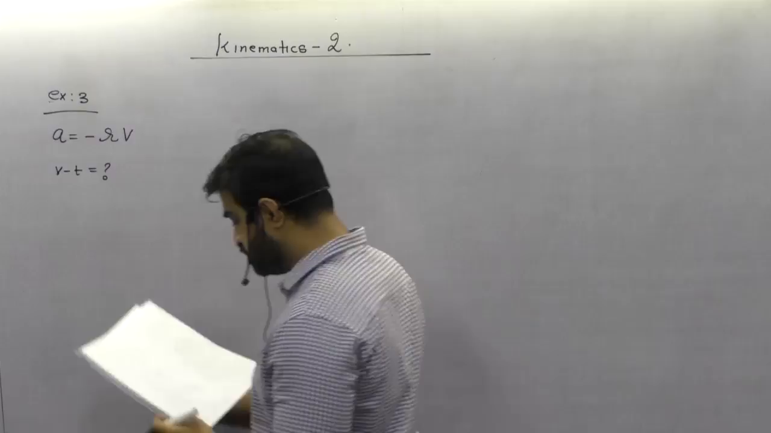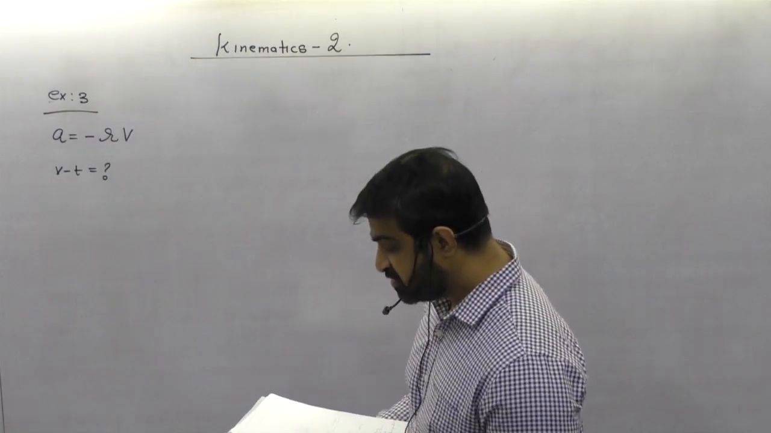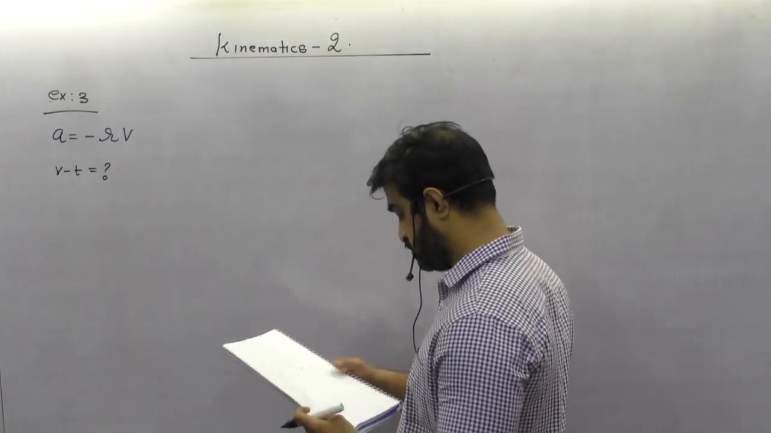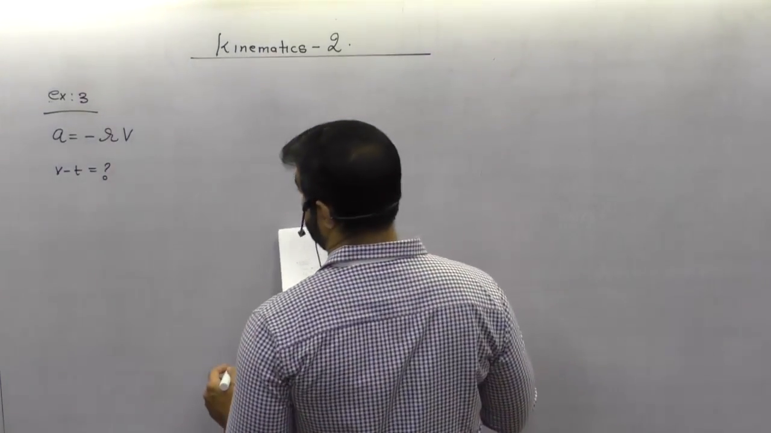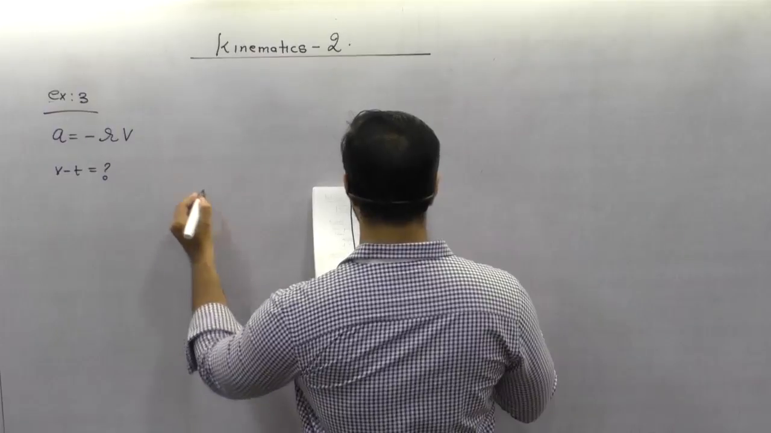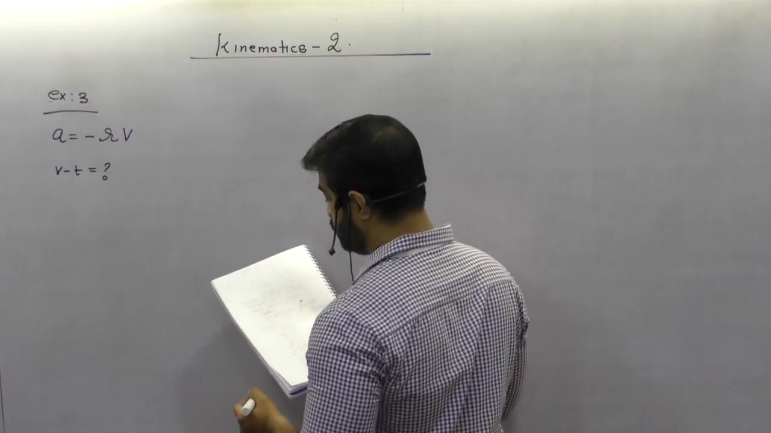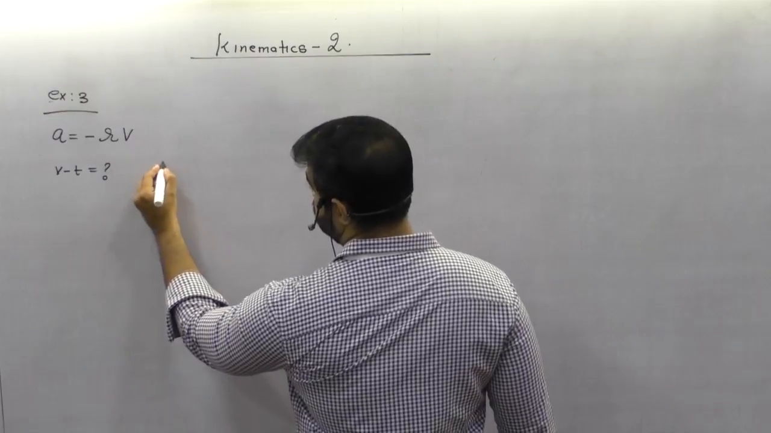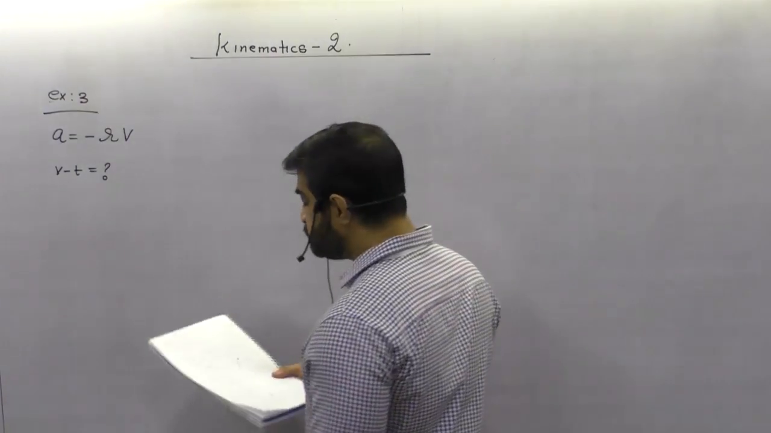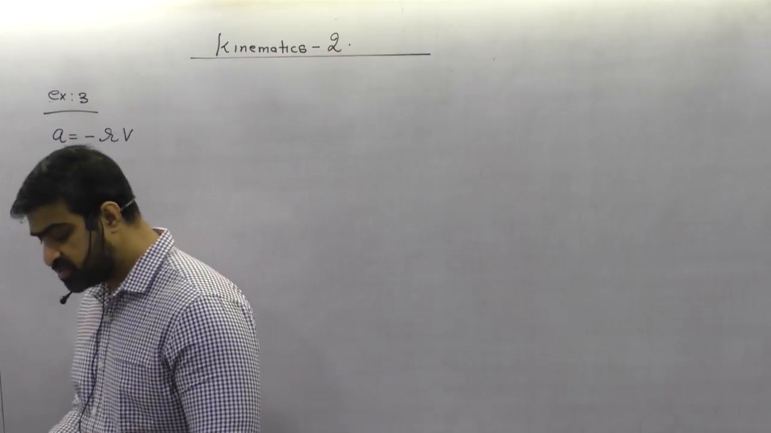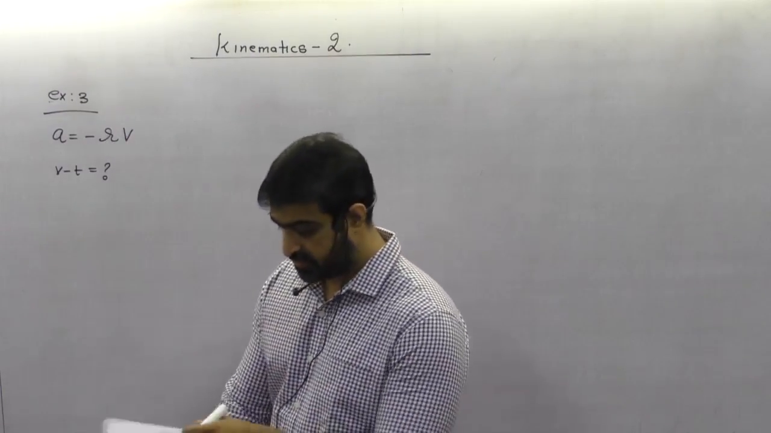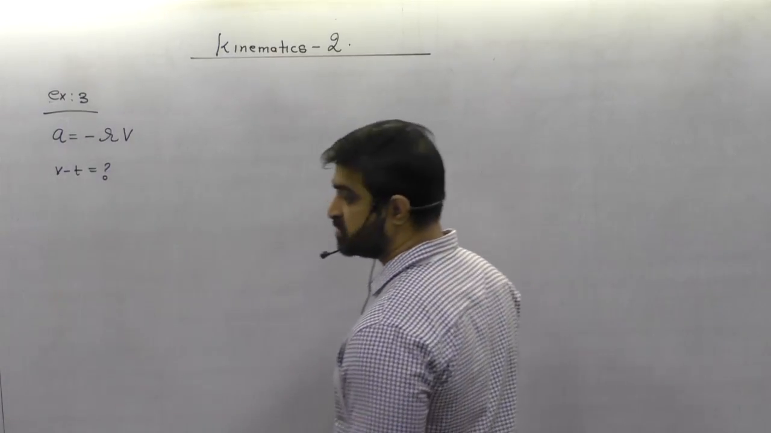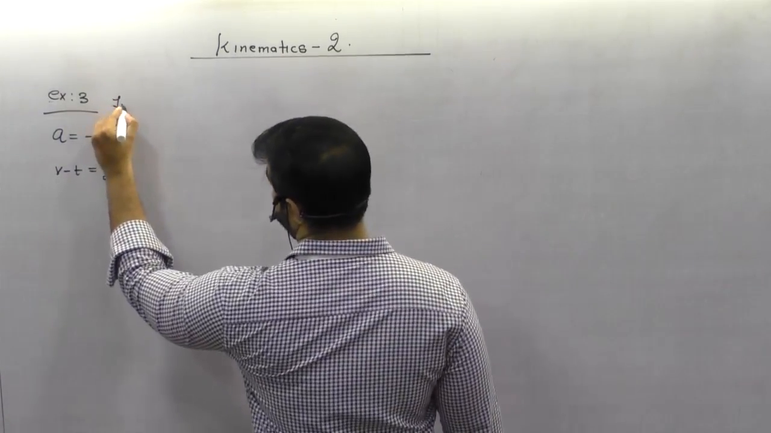Make the v-t equation and find the distance covered before coming to rest. And they are telling you that the initial velocity is v naught.